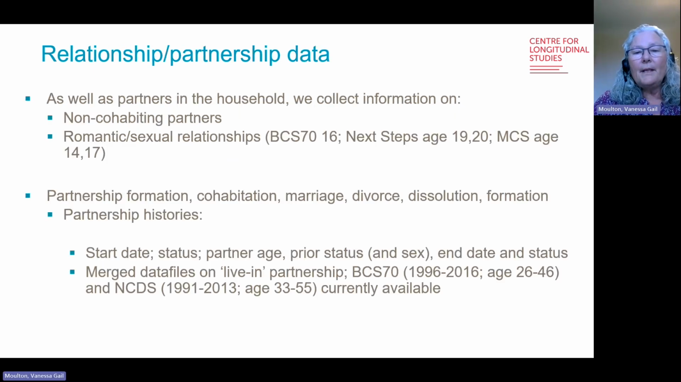As well as the partners in the household, there is some information on non-cohabiting partners and also romantic relationships in later adolescence in some of the cohorts. We collect information on partnership histories. So we have information on partnership formation, cohabitation, marriage, divorce, dissolution, and formation. And we also have some data sets, which I think Alice, who's following on after me, will discuss, the partnership histories data in a bit more detail.